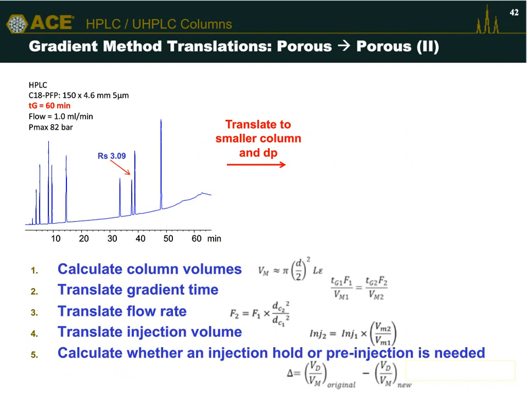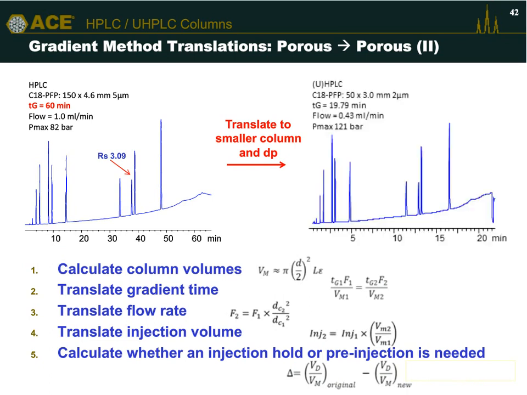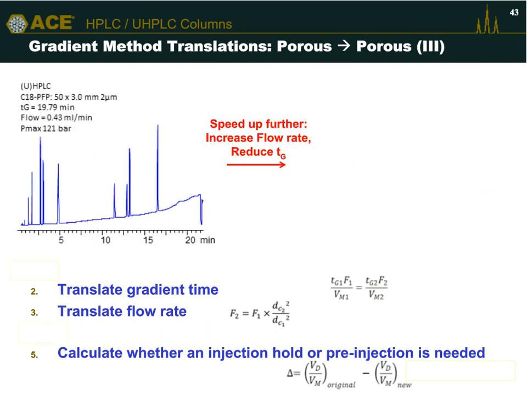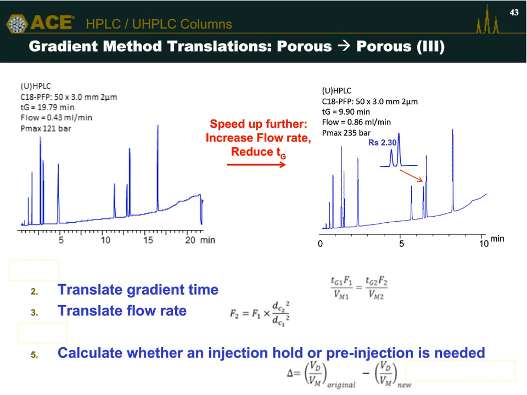So if we look at some simple translations under gradient conditions now, we've got steps 1 to 5 here. We want to maintain the quality of that separation, and we can translate that to a smaller column. We're going from a 150 by 4.6 millimeter, 5 micron gradient analysis through to a 50 by 3 millimeter, 2 micron analysis, porous to porous translation, and we can still maintain the quality of the separation, but in a third of the time. And of course, we can go much faster than that too. We can increase the flow rates, we can change the gradient time, still got full separation, but now in less than 10 minutes. And in this example, we only need to consider steps 2, 3, and 5.